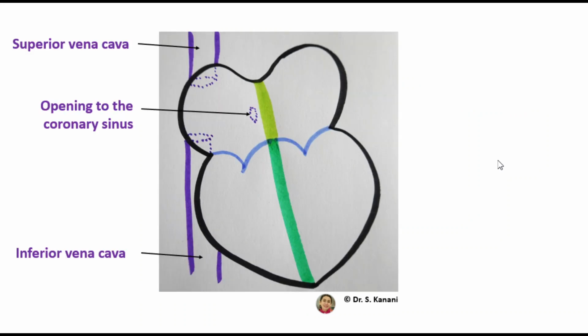Speaking of veins that bring blood toward the atria, if we focus on the right atrium, 3 veins bring the deoxygenated blood to the right atrium. One is superior vena cava, the other one is inferior vena cava, and the third one is a vein that is on the back wall of the heart and is called coronary sinus. In this image, we see the opening of coronary sinus into the right atrium. This is exactly where it releases deoxygenated blood that it collects from the wall of the heart into the right atrium.